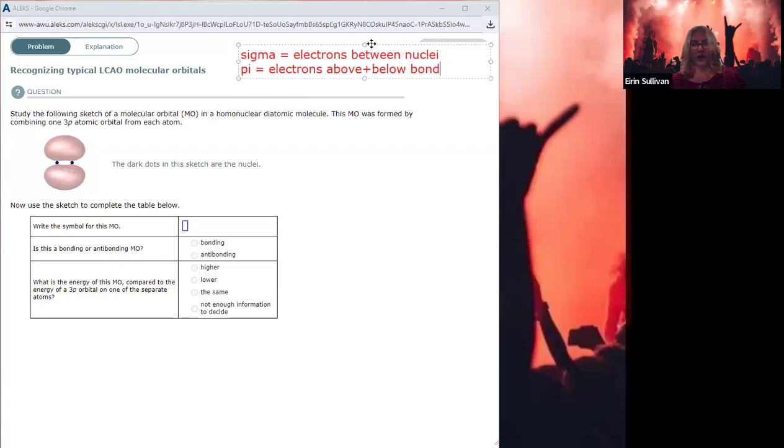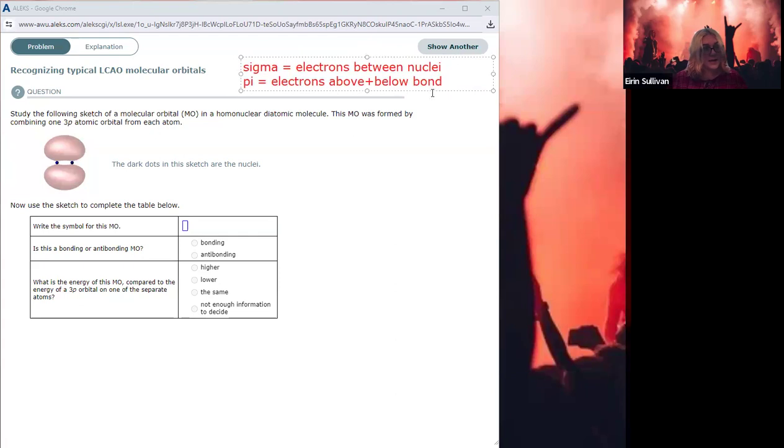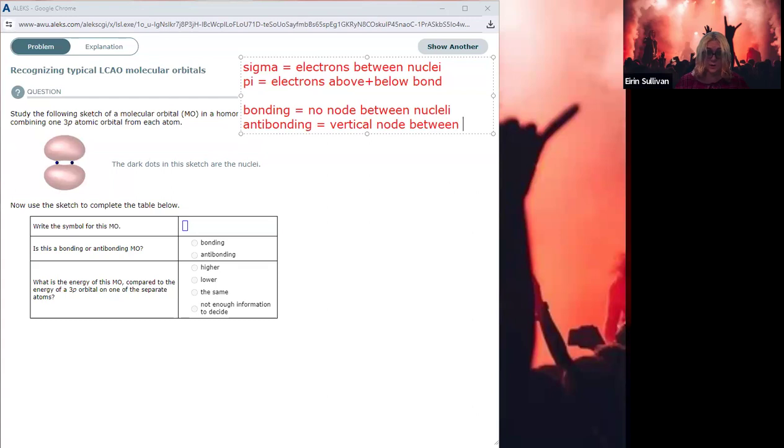So that's the first decision you've got to make, sigma versus pi. The second decision is whether something is bonding or anti-bonding. Bonding has no node between the nuclei, and anti-bonding has, as we will be looking at it, a vertical node between the nuclei. That means no electron density there. So we decide sigma versus pi, bonding versus anti-bonding.